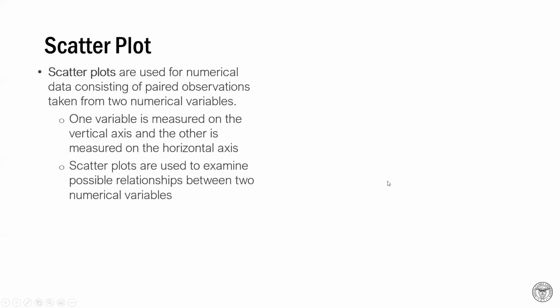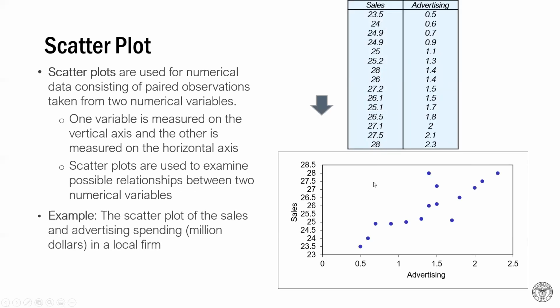For numerical data, similarly to the contingency table, we can use a scatter plot to describe the relationship of two numerical variables. In the scatter plot, we use one variable as the horizontal axis, like this one. For the data of sales and advertising, we use advertising as the horizontal axis.